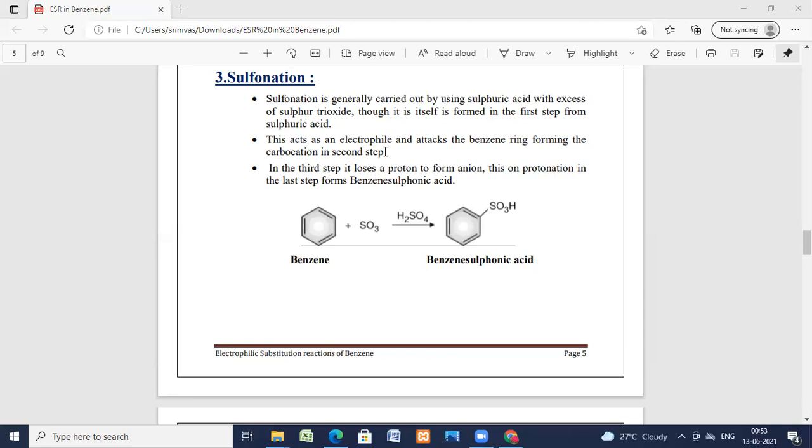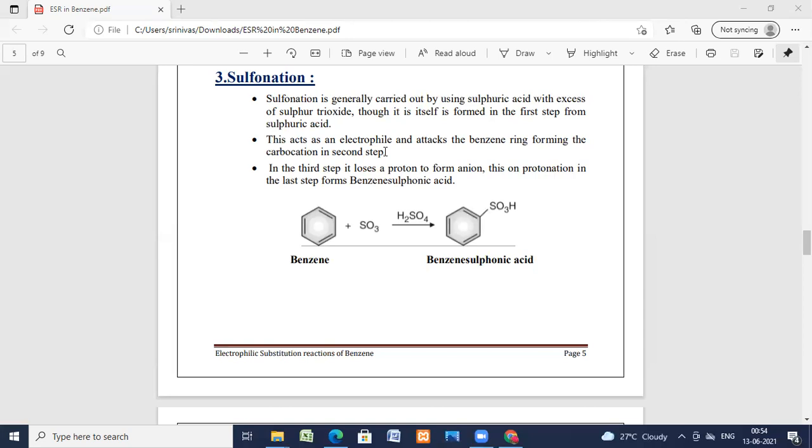The reaction is completed by abstraction of the product from the carbon bearing the electrophile by the anionic species Y minus, which is present in the reaction mixture and forms a substituted product. Thus, this general mechanism is applied for nitration, halogenation, sulfonation, Friedel-Crafts alkylation, and acylation. In the previous class I discussed nitration and halogenation.